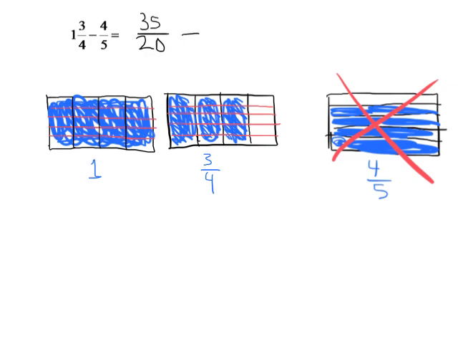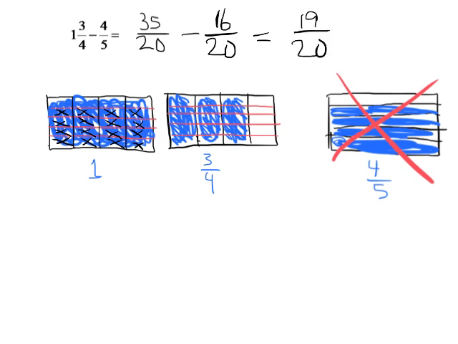If you think of what 4/5 is going to look like, it's going to be 4 of these strips right here. So 4/5 means we're going to subtract out 1, 2, 3, 4, 5, 6, 7, 8, 9, 10, 11, 12, 13, 14, 15, 16. So we're going to subtract out 16/20, and in doing that, we end up with, oh goodness, I don't know what the answer is, 19/20. Now, how do we know that it's 19/20?